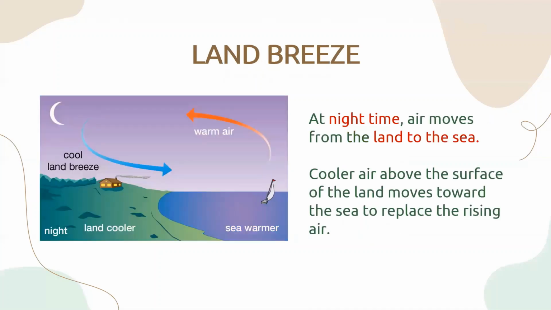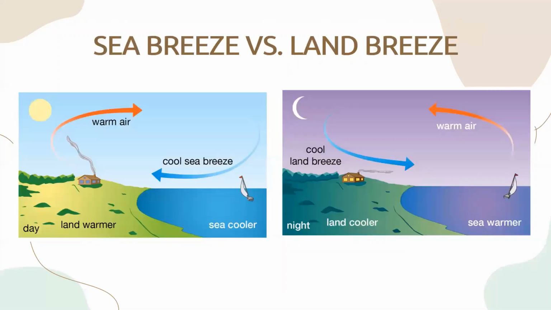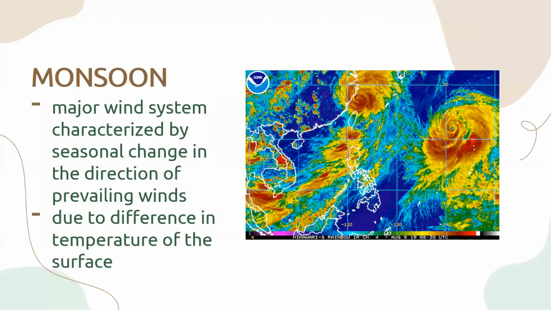On the other hand, land breeze happens during nighttime. During this time, air moves from the land to the sea. Cooler air above the surface of the land moves toward the sea to replace the rising air. Do you understand the difference between the two? Nice! Let's move on to monsoon.